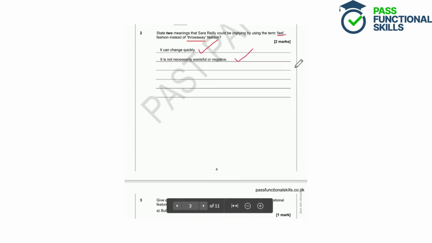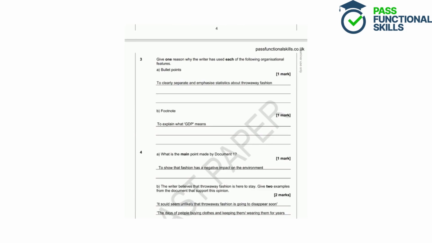So we can say that the term fast fashion instead of throwaway fashion implies that it can change quickly and it's not necessarily wasteful or negative. Question 3. Give one reason why the writer has used each of the following organisational features. So we need to give one reason why the writer has used each of the following.